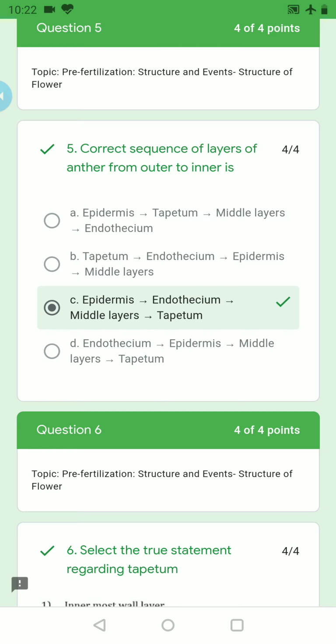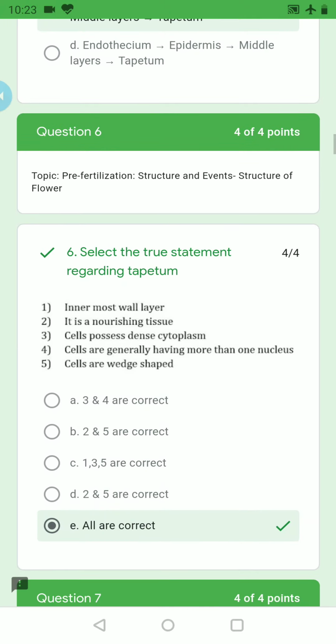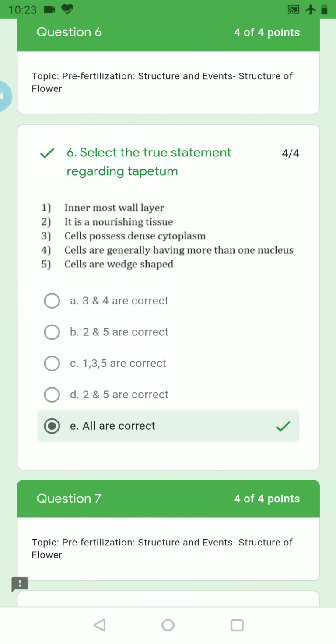You just observe the diagram. Sometimes they may ask from inner to outer, which will be vice versa. Beginning from tapetum, mid layer, endothecium, and epidermis. Like that, you can identify. Got it?